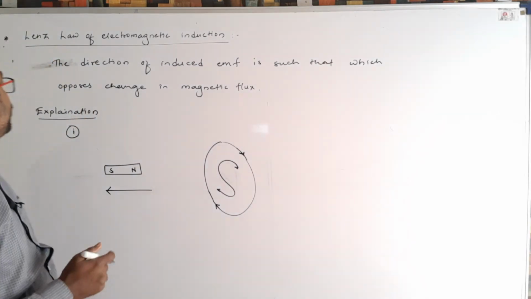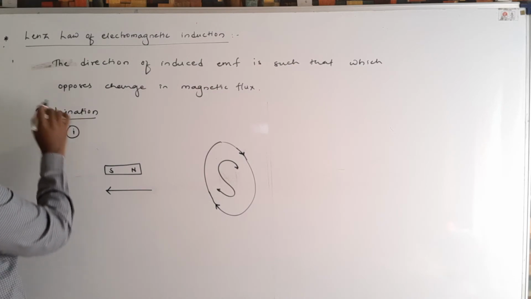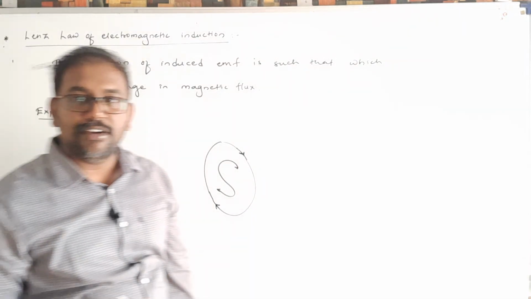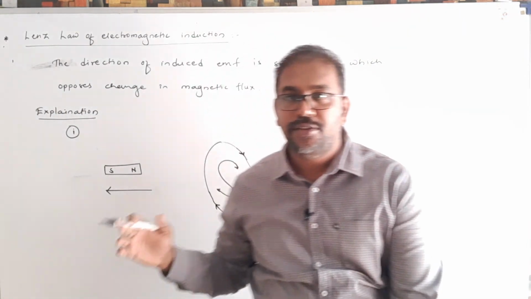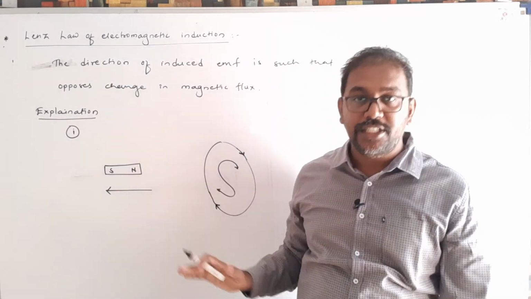So therefore here we learn Lenz's law. I hope everyone understood the meaning of this statement: the direction of induced EMF is such that it opposes the change in magnetic flux.